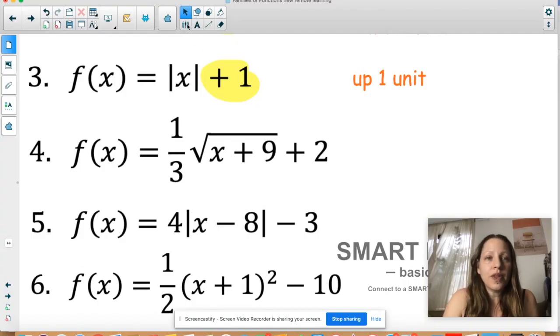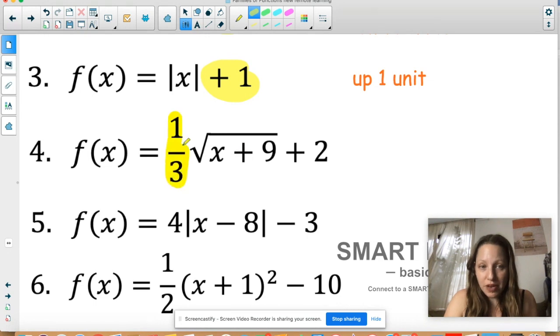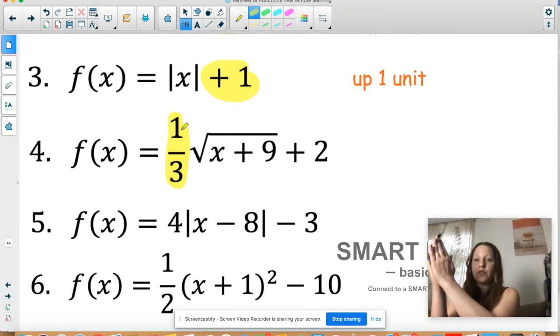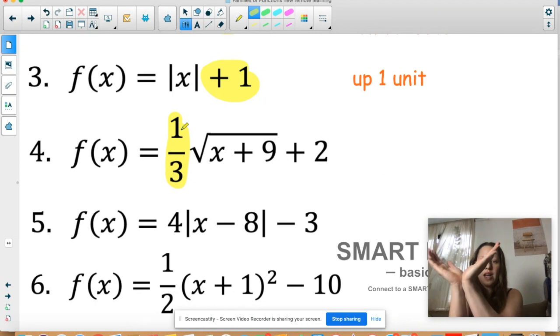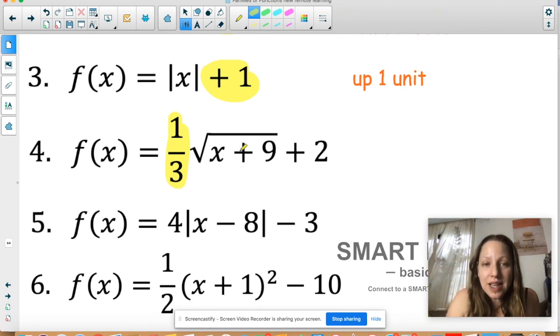So in this one, we had the +1 outside, so it went up 1 unit. Here, we look in the front, we do have a number here, and it's a fraction. Fraction gets wider, wider. Inside with the x, so in this case, it's inside the radical, because here's the radical sign, and it's inside of that.